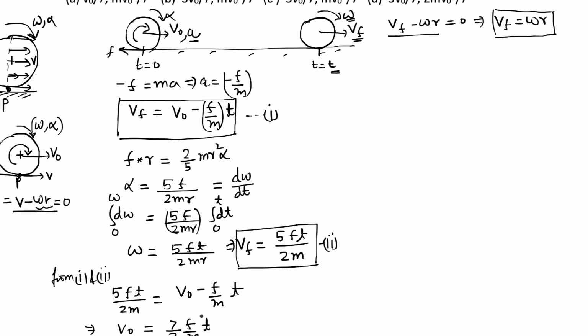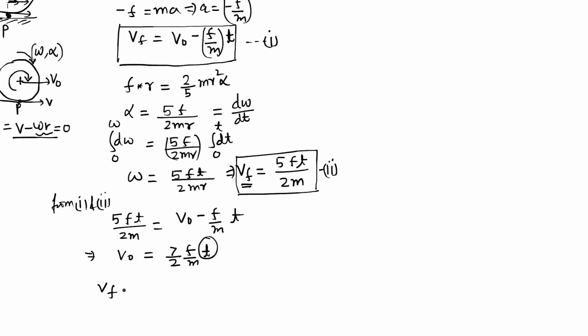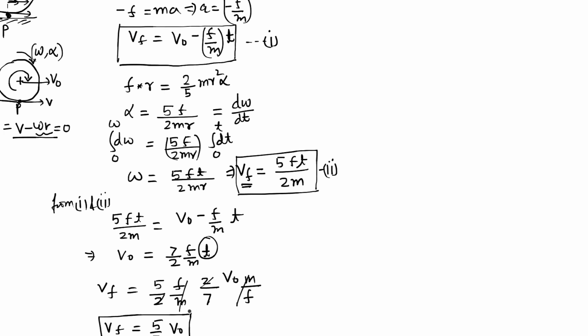Now, I want to compute Vf. So I can take t from here and put it here. If I do that, then Vf would be 5 by 2 F by m, and t is nothing but 2 by 7 V0 m by F. This will cancel out, this cancels out. Hence Vf is 5 by 7 V0. Okay, so this is our final velocity.